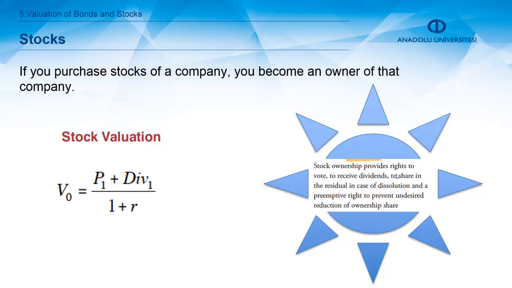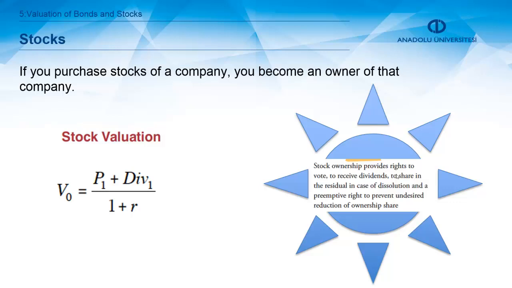Stock ownership provides rights to vote, to receive dividends, to share in residual in case of dissolution, and a preemptive right to prevent undesired reduction of ownership share. If we talk about valuation of stock, we have to think that it is again the present value of future cash flows. This is not changing. So, what is the potential future cash flow of a company?